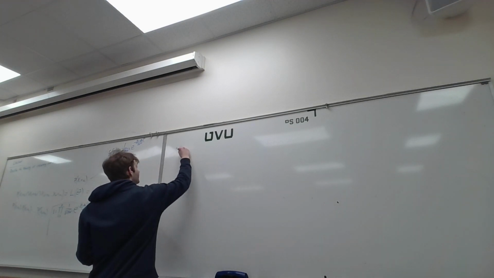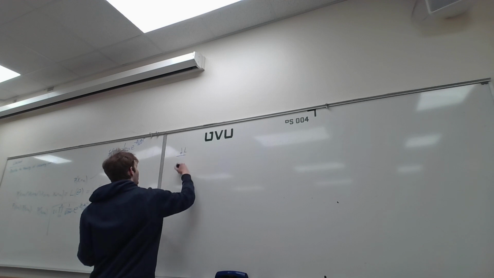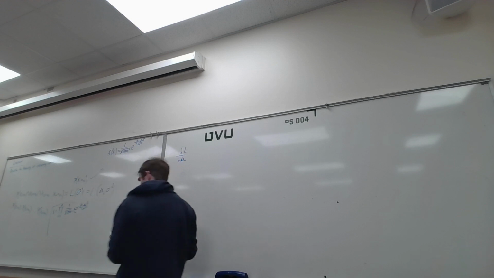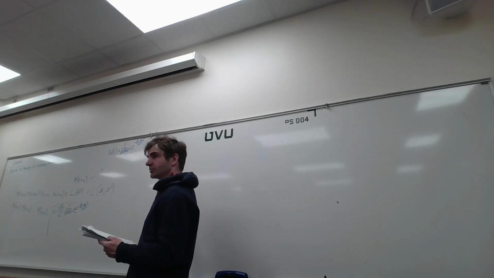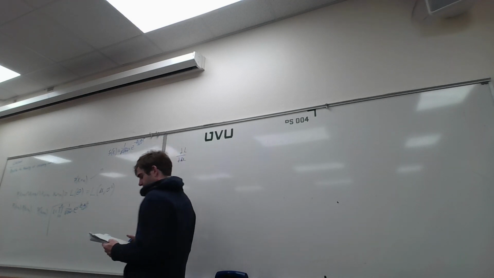So I'm going to take the first partial derivative of the likelihood with respect to mu. It's literally what I'm doing. I'm going to maximize this thing with respect to mu.